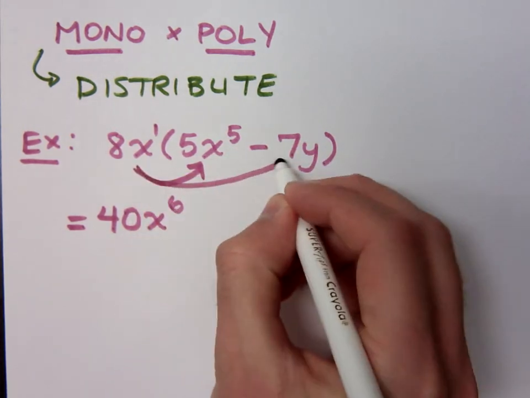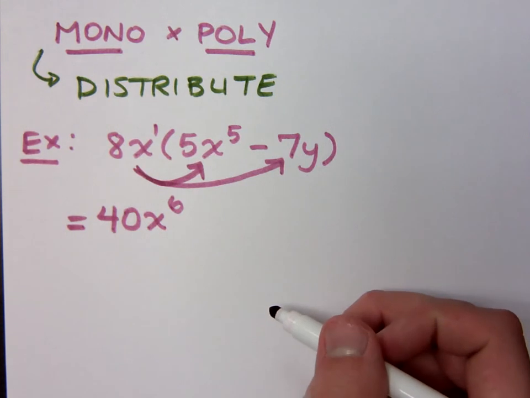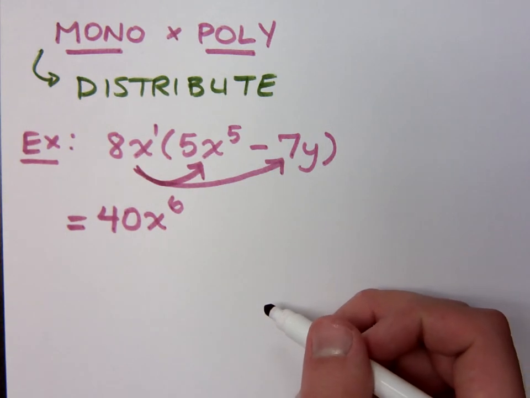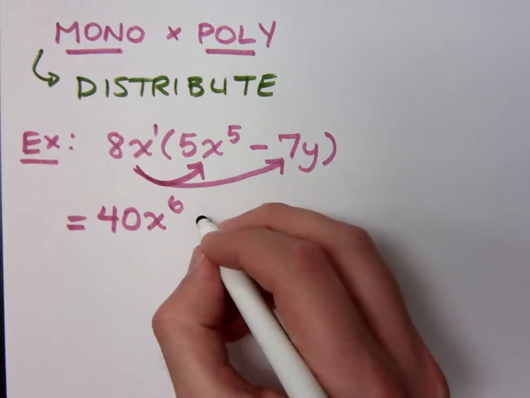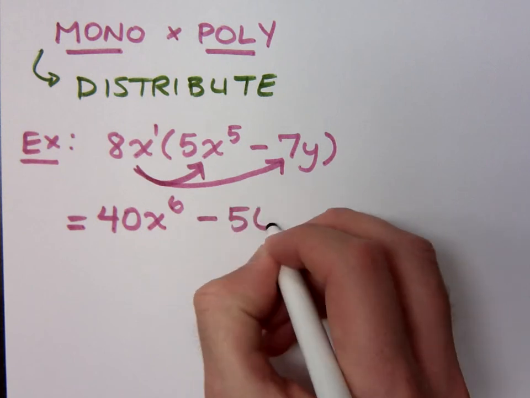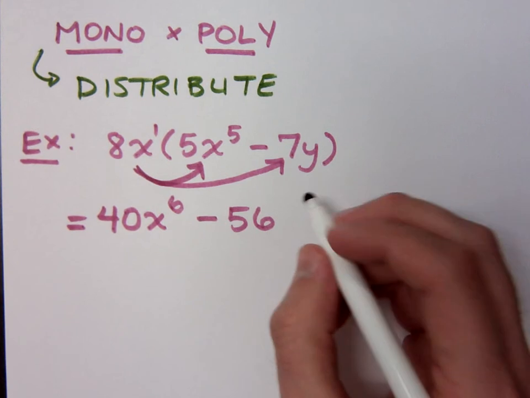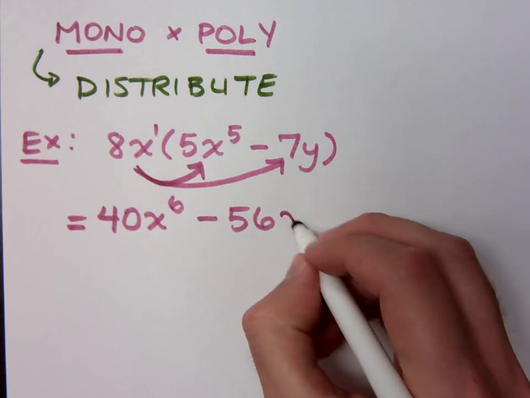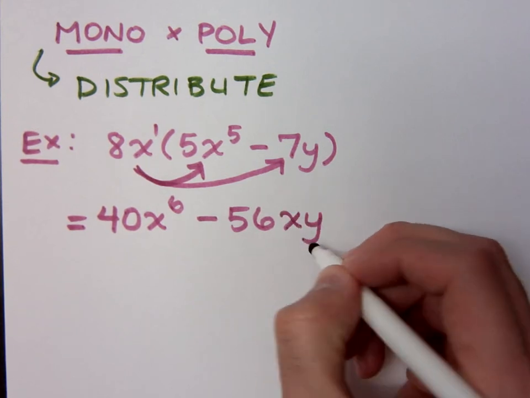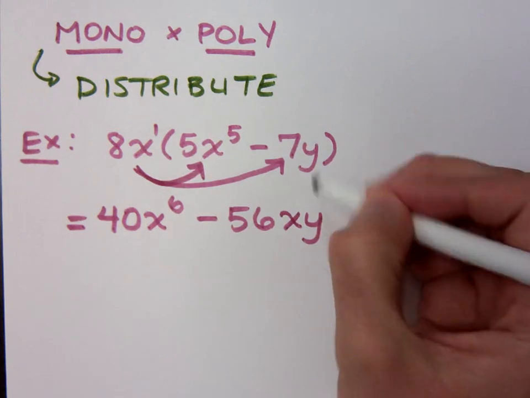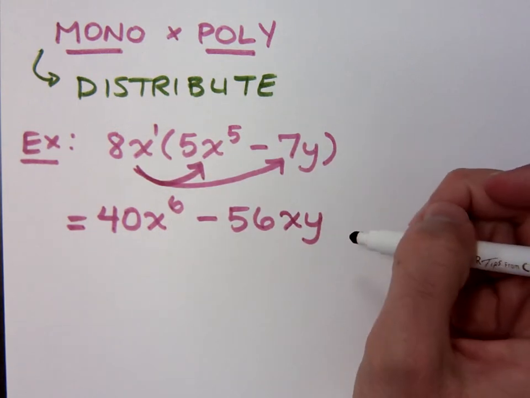Finish distributing. Minus 56 because 8 times 7 is 56, not 54 or any other kind of crazy number you come up with. But you said just xy? Yeah. I've got one factor of x, one factor of y, so I'm just going to write xy.